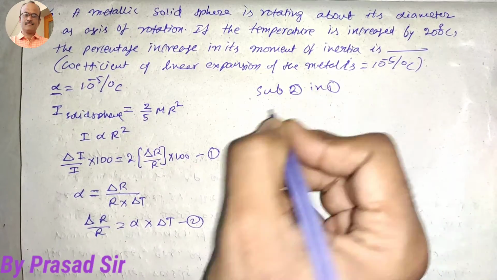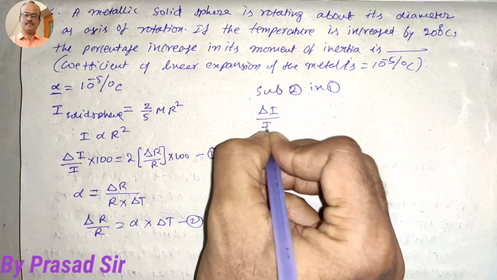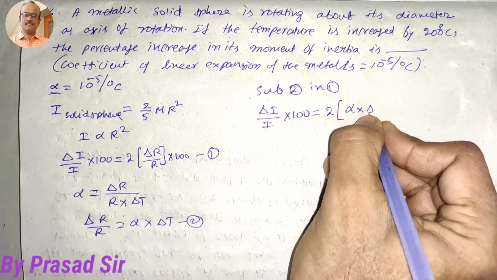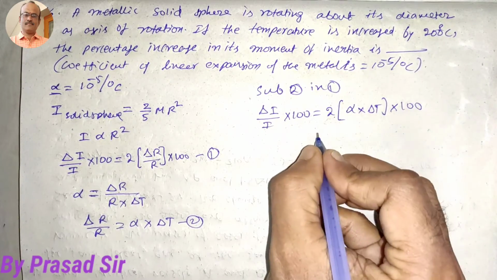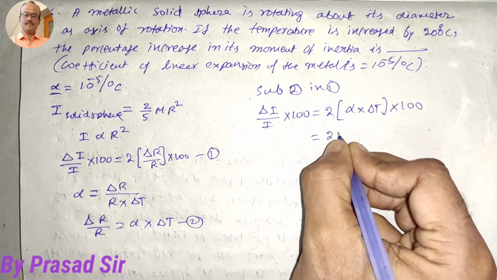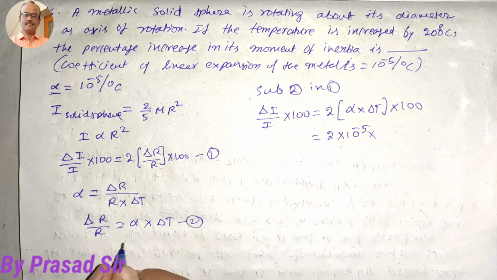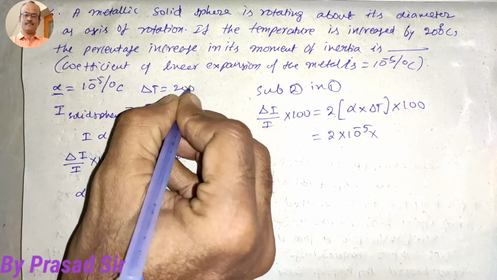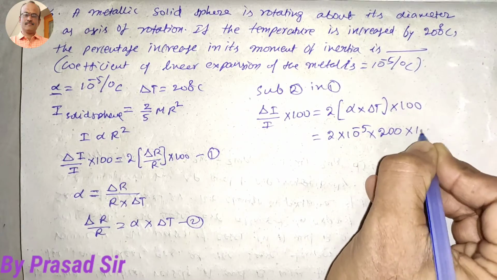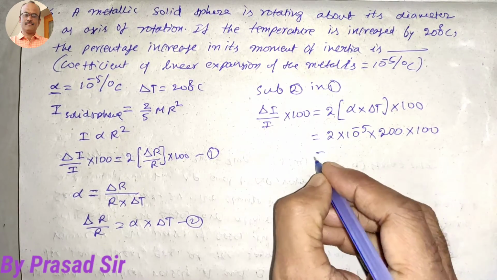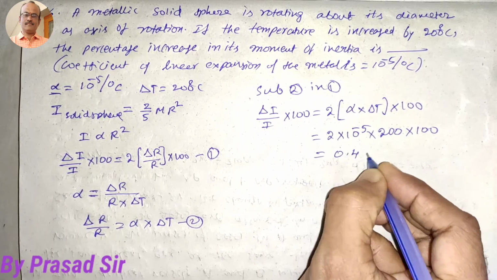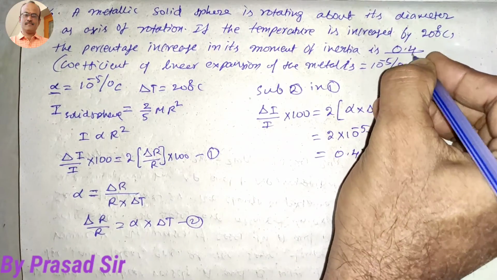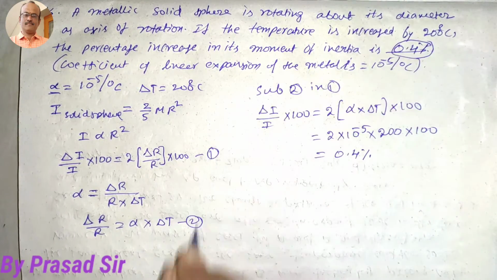Substituting 2 in 1, that is delta I by I into 100 is equal to 2 times alpha into delta T into 100. So that means 2 into 10 to the power of minus 5, and the increase in temperature delta T is equal to 200 degrees centigrade, into 200 into 100. So on calculation of this one, we get 0.4%. So which option is correct here? 0.4%. So the answer is 0.4.